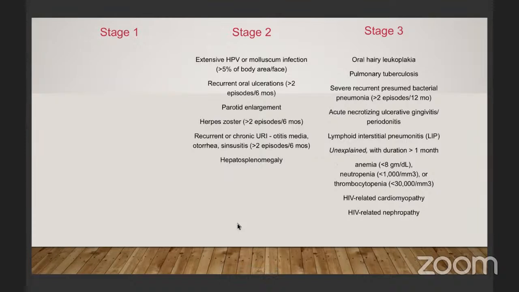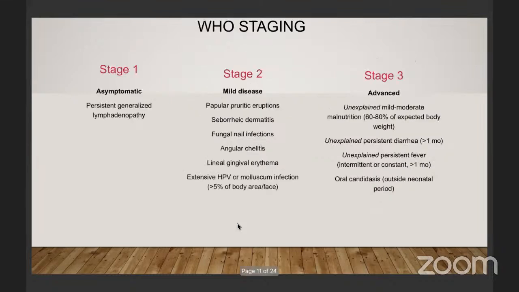They can also present with recurrent oral ulcerations of greater than 2 episodes in 6 months, parotid enlargement, herpes zoster of greater than 2 episodes in 6 months, recurrent or chronic upper respiratory tract infections, such as otitis media, otorrhea, sinusitis of greater than 2 episodes in 6 months, as well as hepatosplenomegaly.